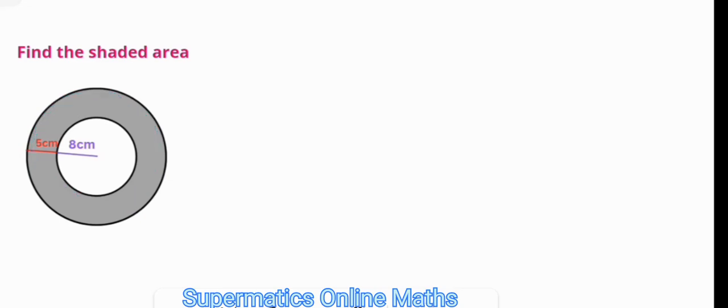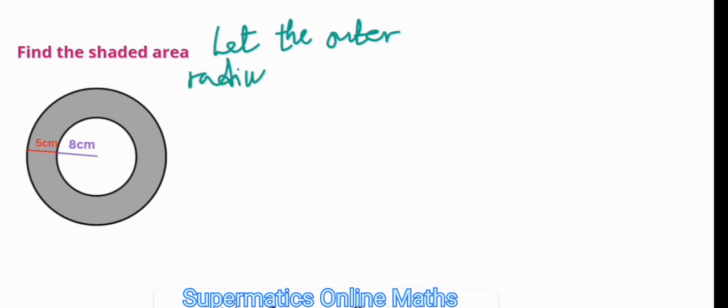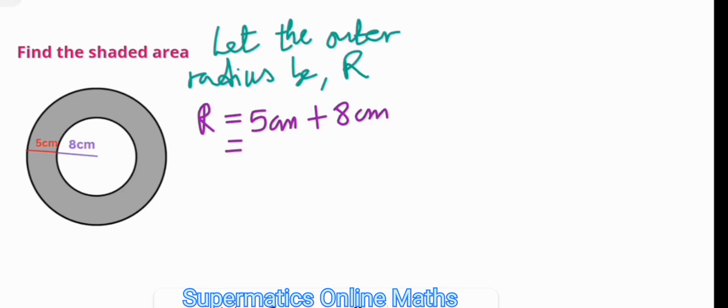So first, we can let the outer radius be R. That's big R. And this outer radius is from the center to the circumference. That is the sum of 5 centimeters and 8 centimeters. So the outer radius is 13 centimeters.